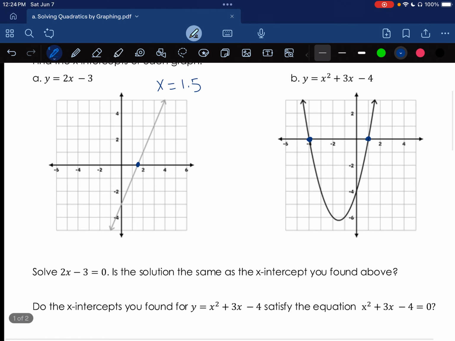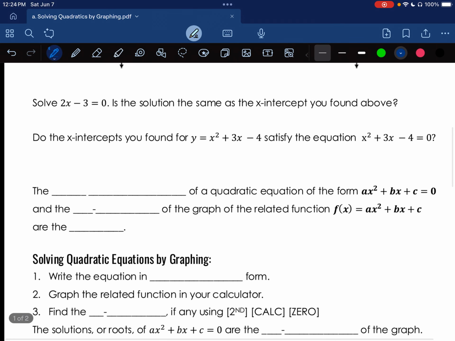Alrighty. So now I want you to solve this linear equation. I've taken that 2x minus 3 and set it equal to 0. So you're going to add 3 to both sides. We get 2x is 3. If we divide everything by 2, then we're going to get x equals 3 halves, or 1.5, which is what we found above.